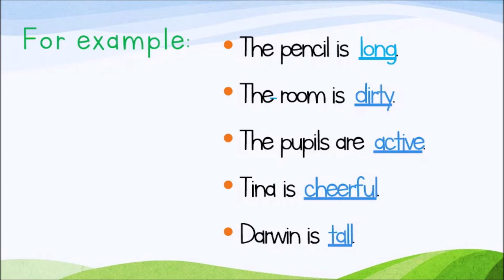So as you can see in these examples, we are simply describing the nouns like pencil, room, pupils, Tina, and Darwin. Again, for positive degree, there is no comparison. We are simply describing a noun.